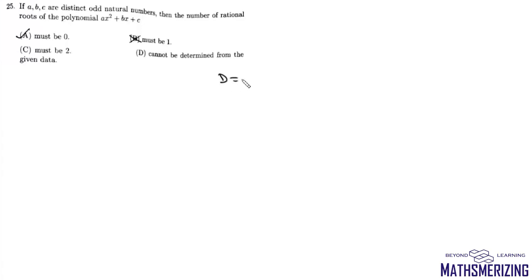So we can write D as b square minus 4ac, and it should be equal to some perfect square, say n square. Now this b is odd and 4ac is even, so that means this n is an odd number. We can write 4ac as b plus n and b minus n.